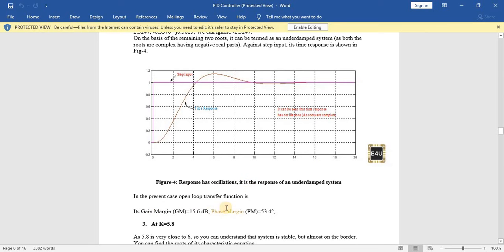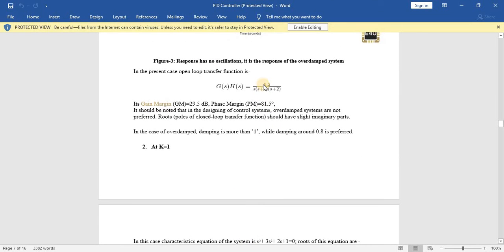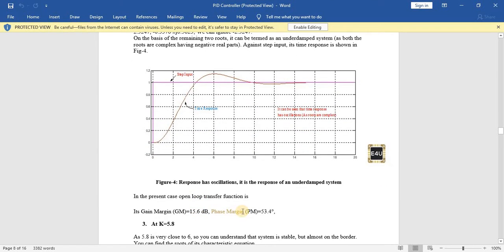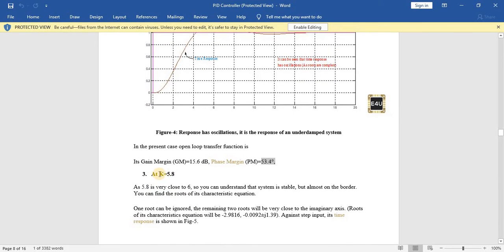The open loop transfer function, after finding it, we can just replace with k equal to 1, over s plus 1, s plus 2. It's not given here, but we can assume it, and the gain margin is found by using the Bode plot. Gain margin and phase margin are both positive, so the system is stable. The last value is k equals 5.8. It is the highest value. Now we have to see how the system responds to a higher value of k.